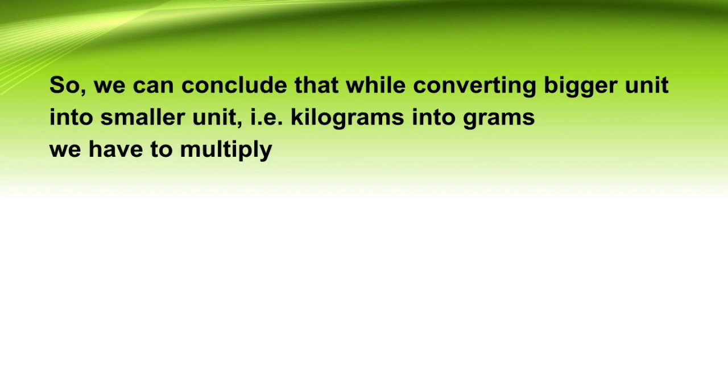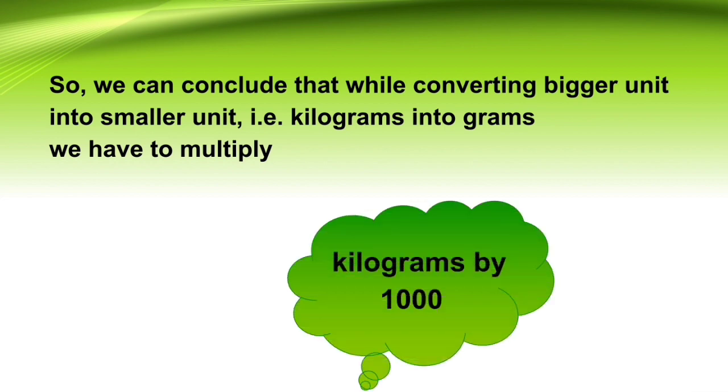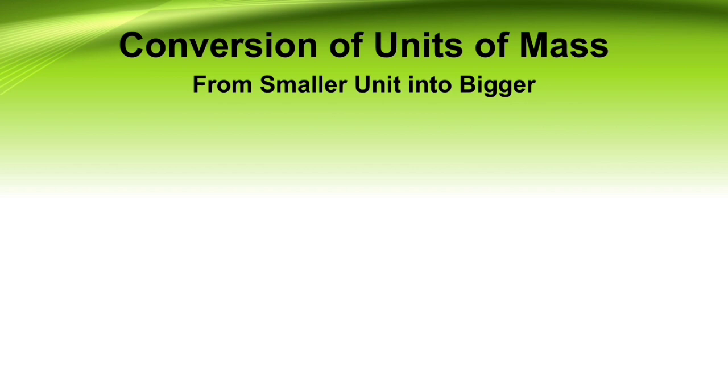So, children, we can conclude that while converting bigger unit into smaller unit, that is kilograms into grams, we have to multiply number of kilograms by 1000. Conversion of units of mass.